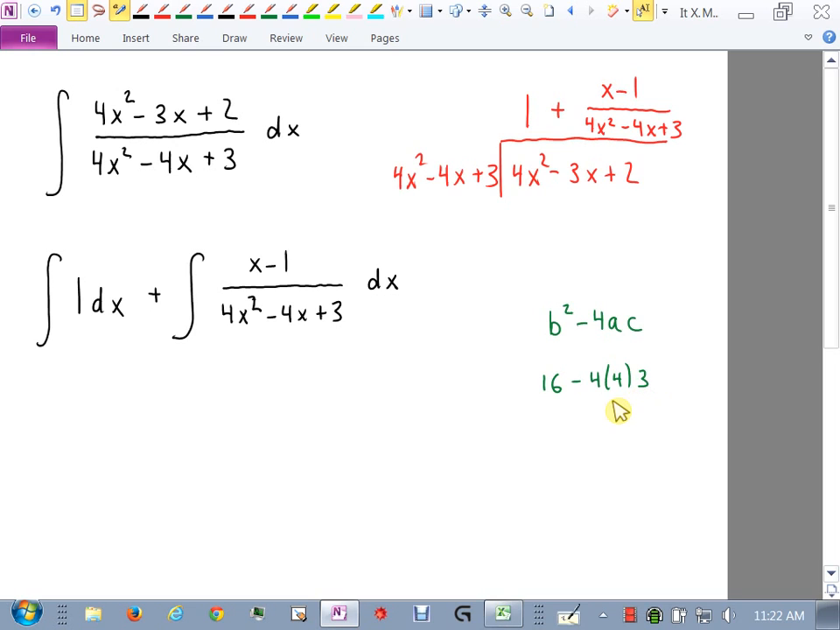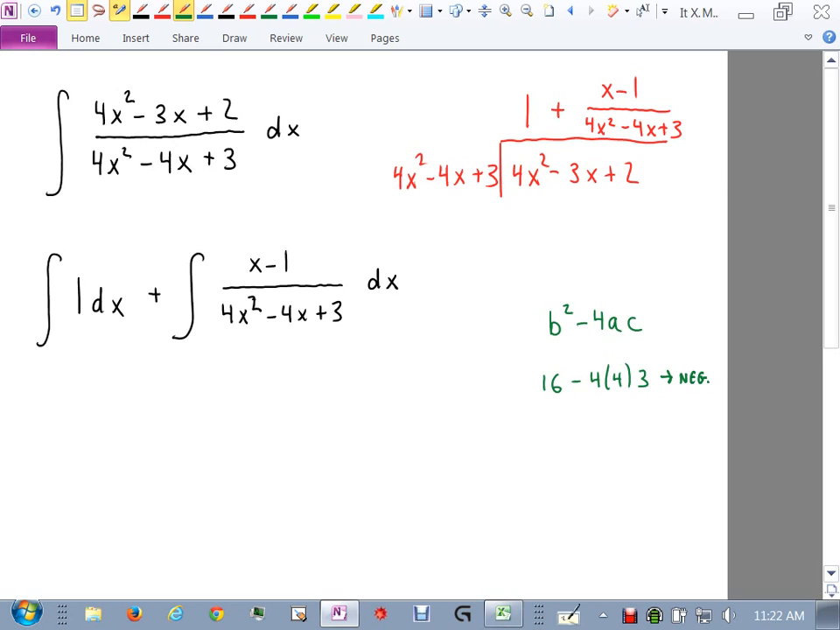That is a negative number. If your discriminant is negative, it's not going to factor over the real numbers. If your discriminant is 0, it will factor. If the discriminant is positive, it will factor. Now, you may never be able to factor it, but it's factorable. If it's negative, it's just never going to factor. Okay? So this is definitely an irreducible quadratic. Since it is irreducible, it's case 3.